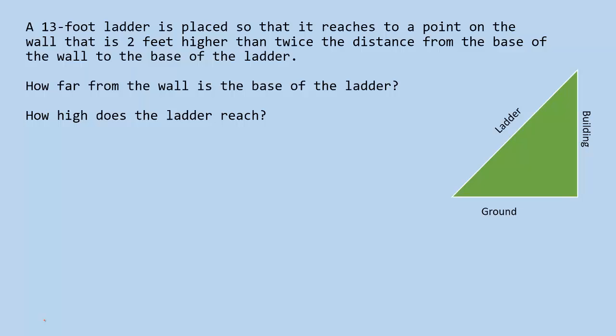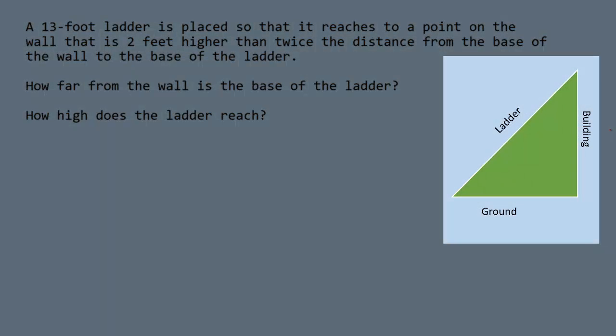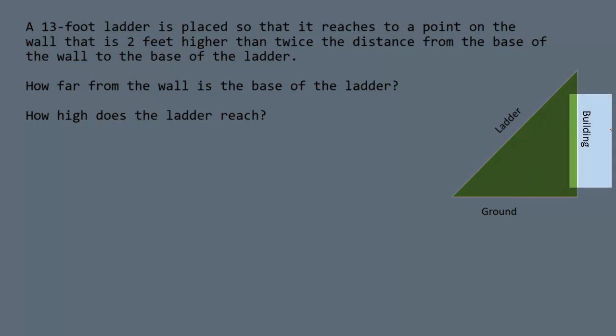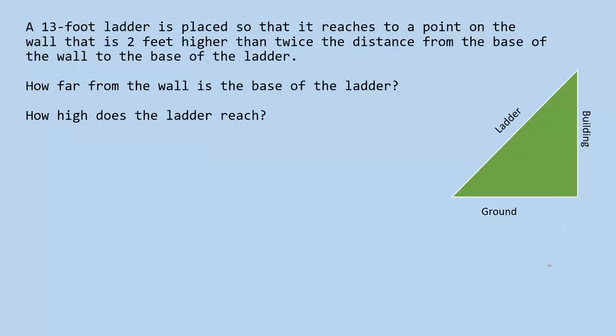Now, reading this through the first time may sound a bit confusing, so we need to break it down and read it again in smaller pieces. A 13-foot ladder is placed so that it reaches to a point on the wall that is 2 feet higher than twice the distance from the base of the wall to the base of the ladder. So first of all, we start out with a drawing here. We can see a ladder going up diagonally to the top of the building, and there's the ground from the point of the ladder to the building.